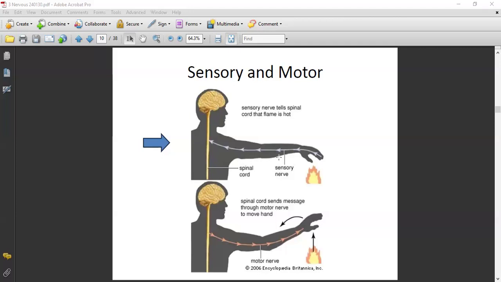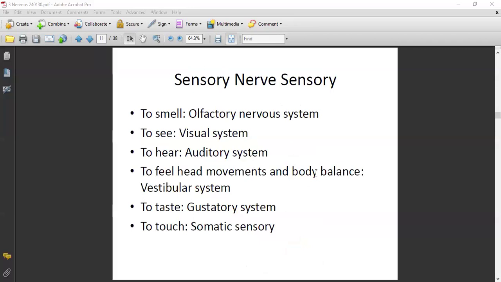There are different kinds of sensory nervous system we need to know about. So what are those? How do you make a comprehensive understanding of the sensory? Basically, let's move on to the next one. This one is heat. So that's just an example. But there are different kinds of sensory.